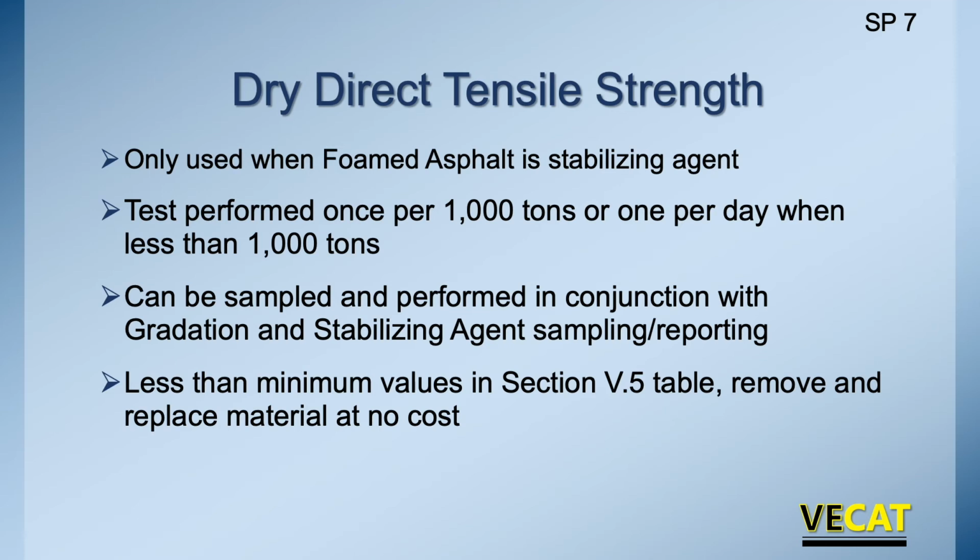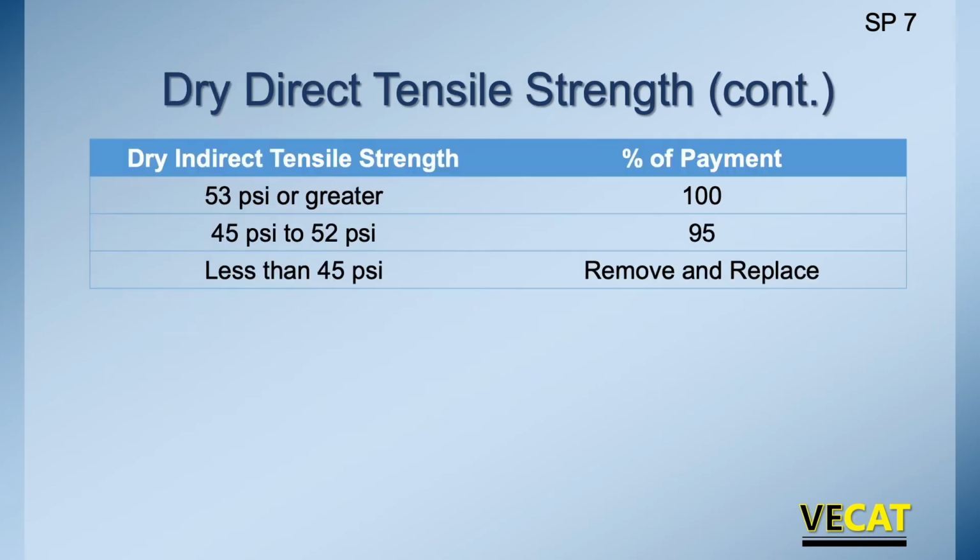Now let's turn it around a little bit. So if we're using foamed asphalt instead of emulsified, and that's our stabilizing agent, again, we're doing a test every 1,000 tons. So it's no different than what we're doing if it's an emulsified. We're doing at least 1 test per day. If it's less than 1,000, we can do it at the same time we're doing our gradation and our stabilization checks. And again, we've got minimum values that it needs to meet, or we get into a remove and replace at no cost for the department. And that is in this table.